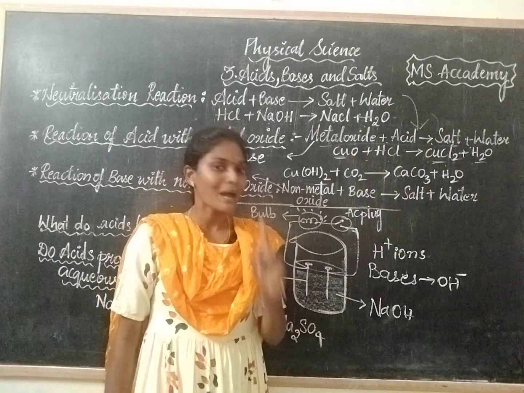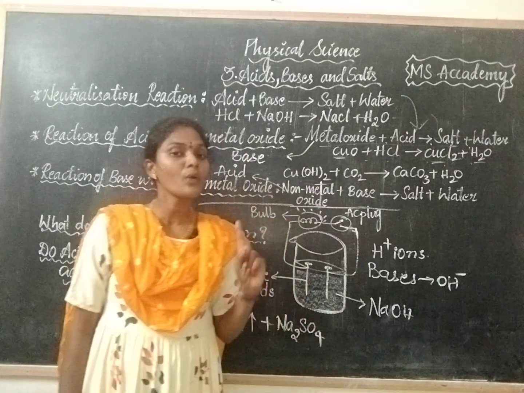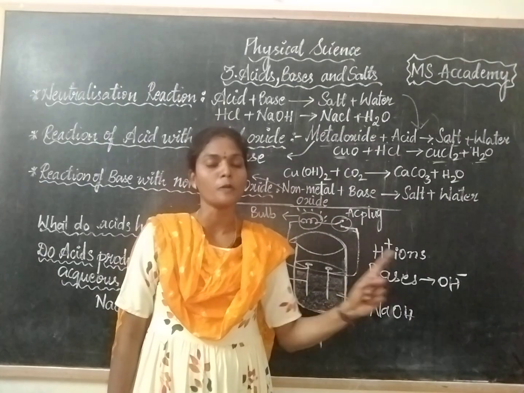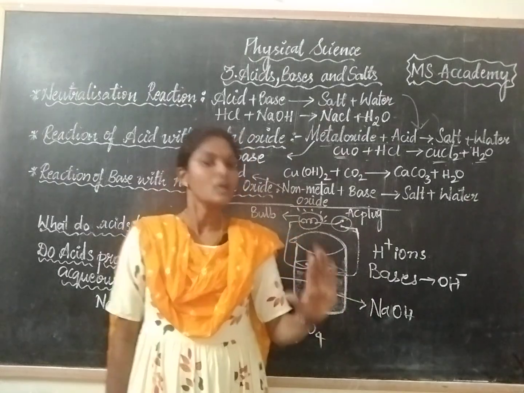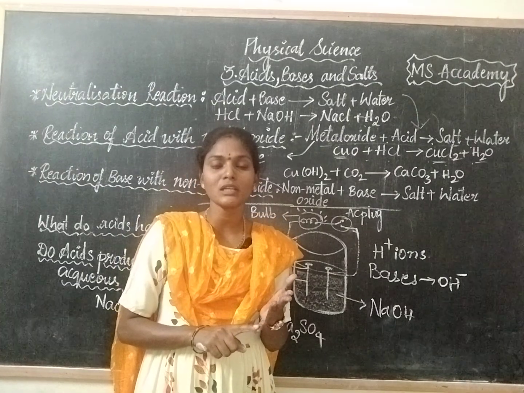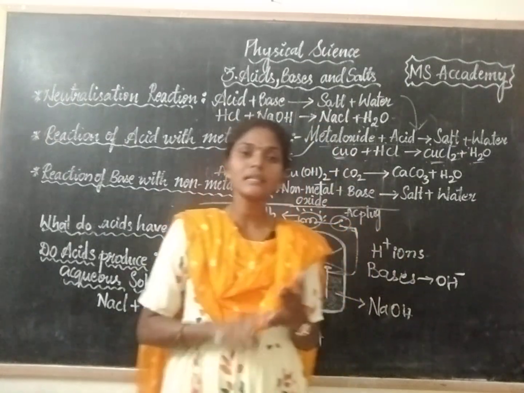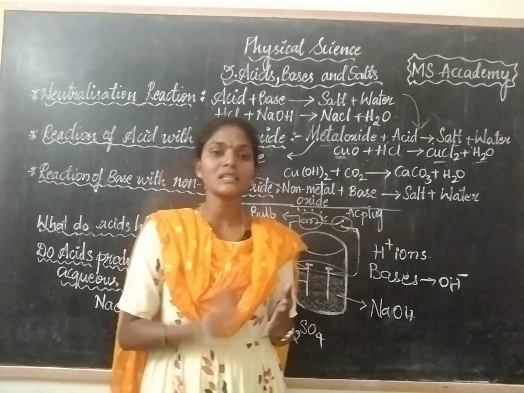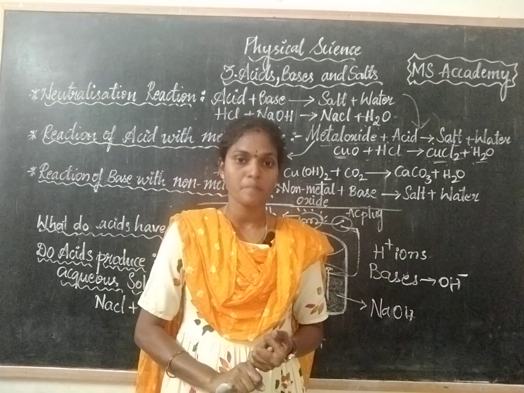Understood? So if the bulb is glowing, it is an acid. If the bulb is not glowing, it is a base. How can we say? Because acids contain H plus ions, which are responsible for the bulb to glow, and bases contain OH minus ions, which are not. So the same activity can be asked. What are the common things which you can see? What do acids have in common? That is one question. Another question is whether the chemical is an acid or a base.